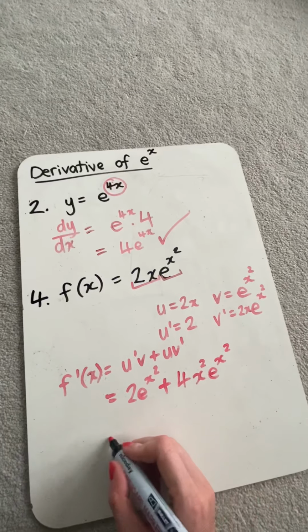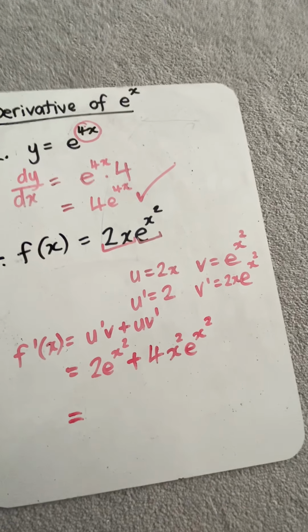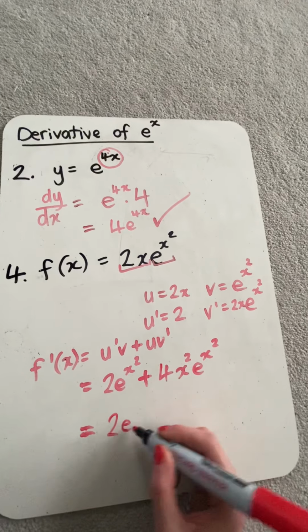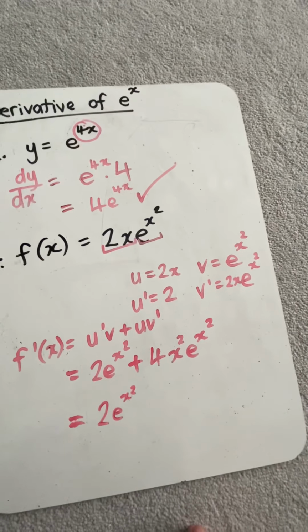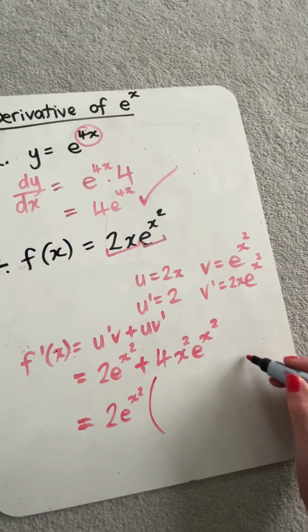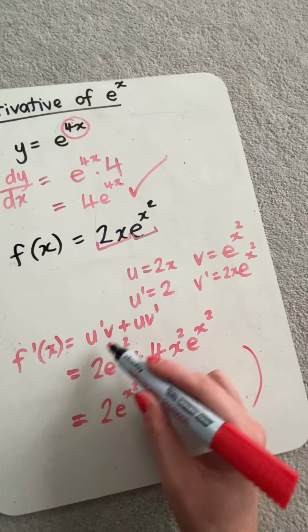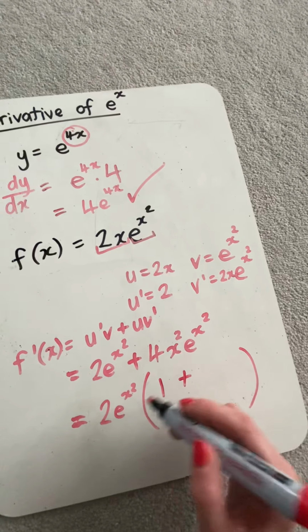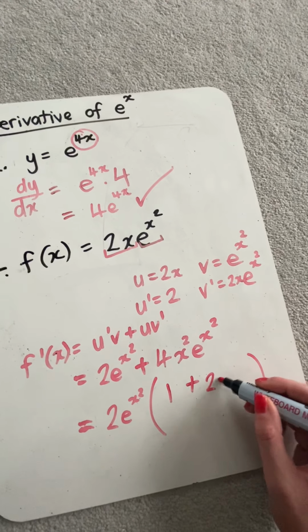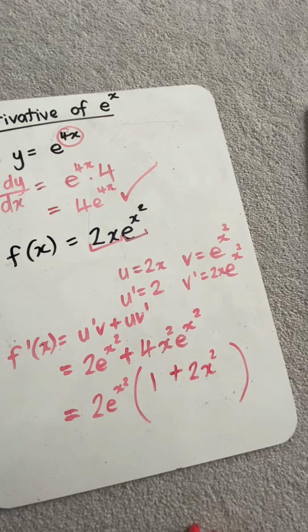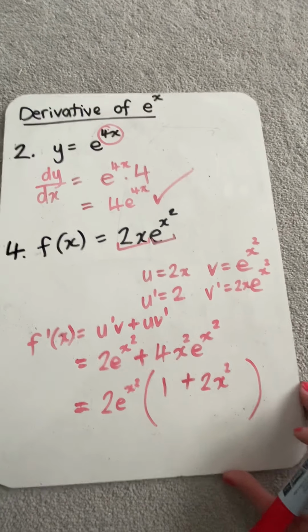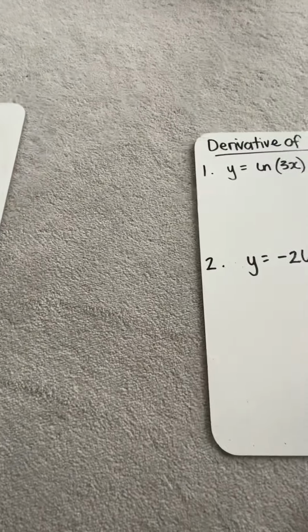Okay, now in order to simplify this, what you need to do is pick out the highest common factor. So our highest common factor here is just 2e to the x squared. So that's just all that term, isn't it? So all I've got in here is 1, plus if you've pulled out 2, you get 2x squared left over, and that's what you should have. Okay, so that's the 4 examples on the exponential.